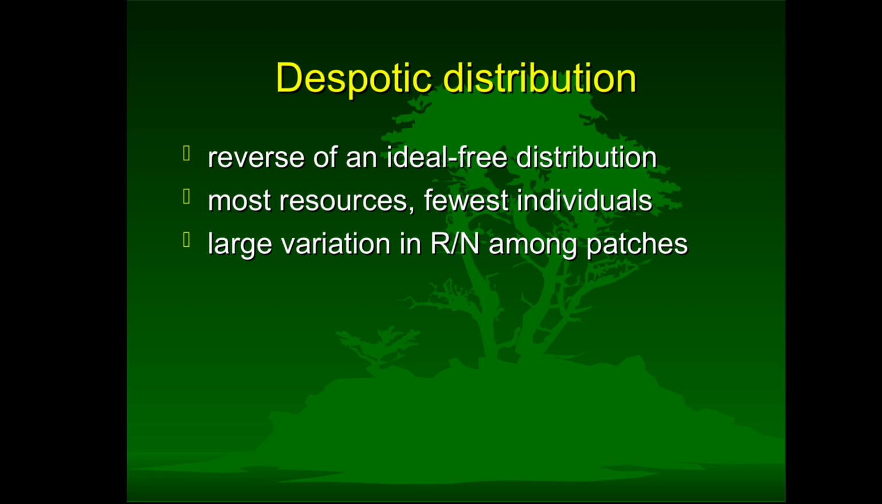So there's a few individuals with a large amount of resource and a large number of individuals with little or no resource, and a large variation in the ratio of resource to number of individuals among patches. Like there'll be just one or two patches. The best patches will just have one or two, a few individuals in them, and the smaller resource patches will have very large numbers of individuals.